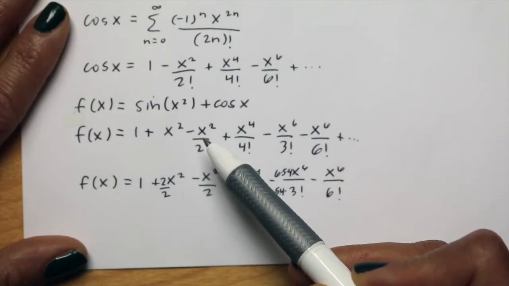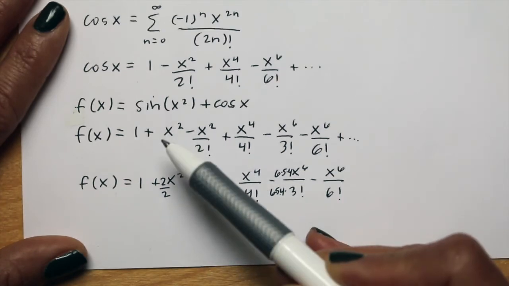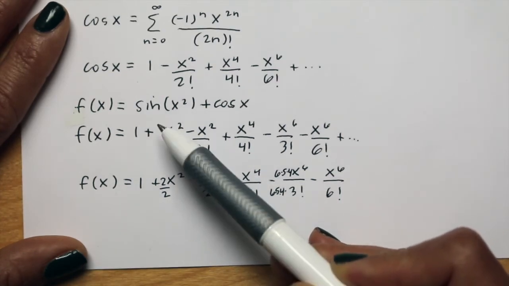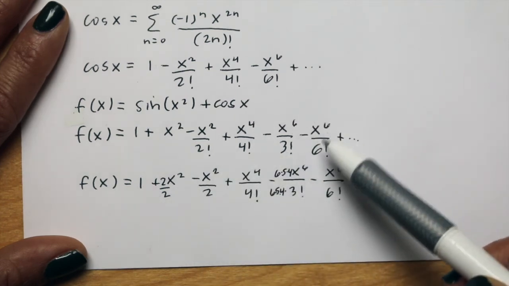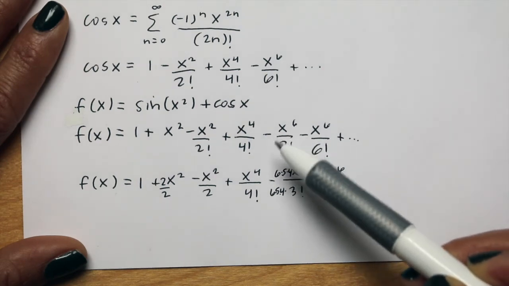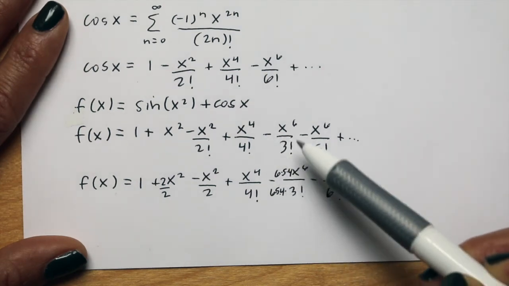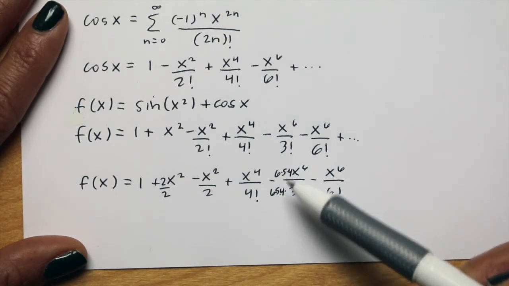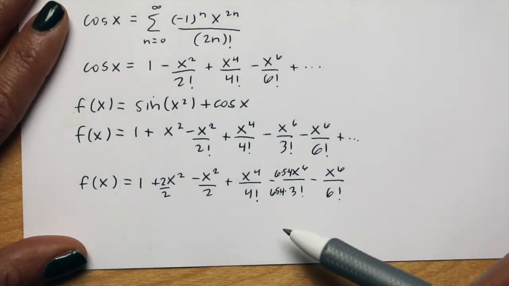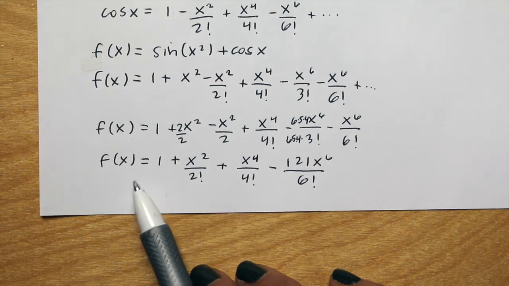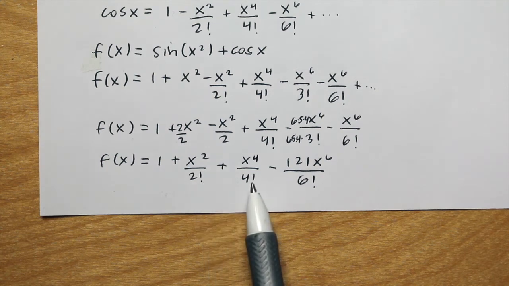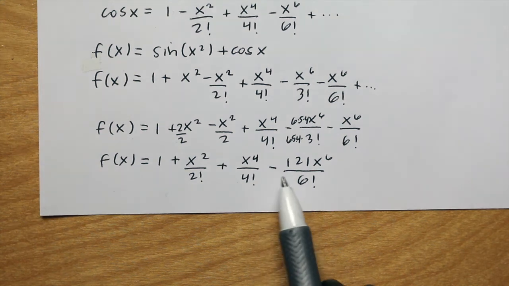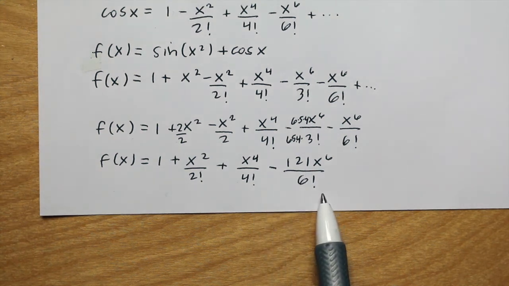Okay, so for the x squared terms, this is 2 factorial or just 2, so that means we want to make common denominators, so this term needs to be multiplied by 2 over 2. I just dropped down the x to the 4th. And then for x to the 6th, this has 6 factorial and this has 3 factorial. So to make common denominators, we'll need to multiply this by 6 times 5 times 4 on top and bottom. And then finally, let's just simplify it all up. So here's our final answer for f of x. It's 1 plus x squared, and then instead of writing 2, I wrote it as 2 factorial just to stay consistent with these last two terms, plus x to the 4th over 4 factorial. And then you get negative 121 x to the 6th over 6 factorial.